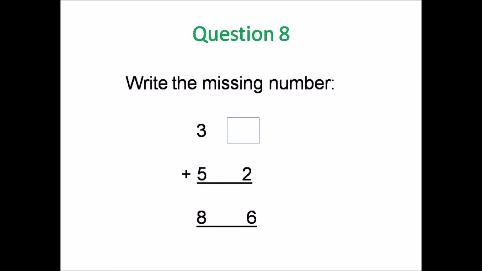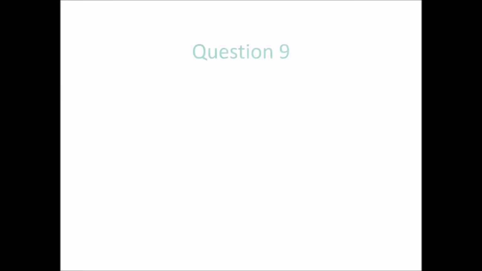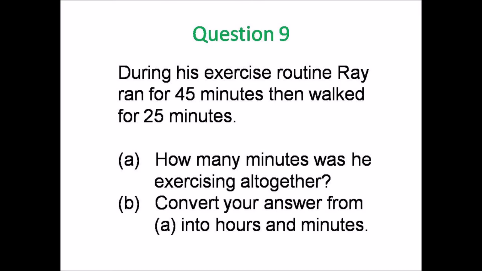Write the missing number. Look at the numbers you're adding. The answers are given. Write the number that is missing above that 2. Do it quickly. And we move on to question 9.